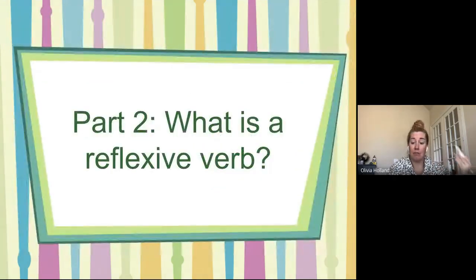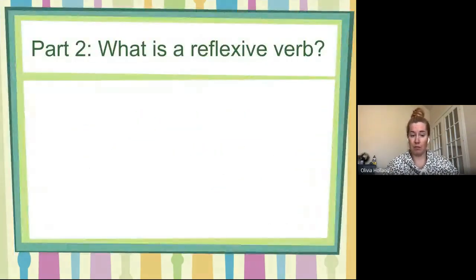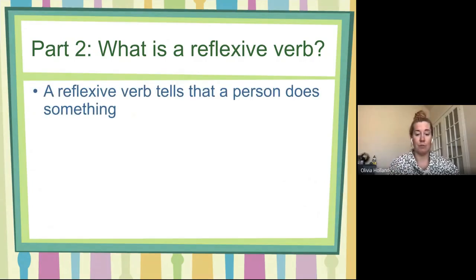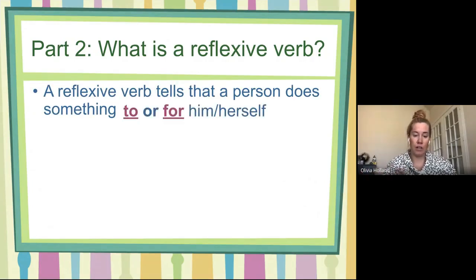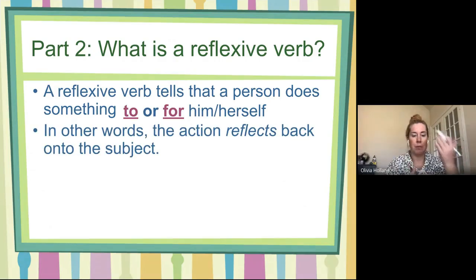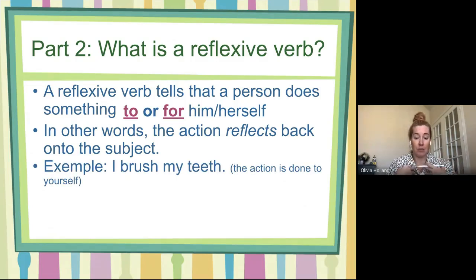Now when we talk about reflexive verbs, this is the new part. What is a reflexive verb? Well, a reflexive verb tells that a person does something to or for him or herself. So in other words, the action reflects back onto the subject. Like if I say, as the example, I brush my teeth, I'm doing it to myself. Even though in English we don't have these types of verbs, we have the verb to brush one's teeth, but it's not considered a reflexive verb. In French it is, okay?